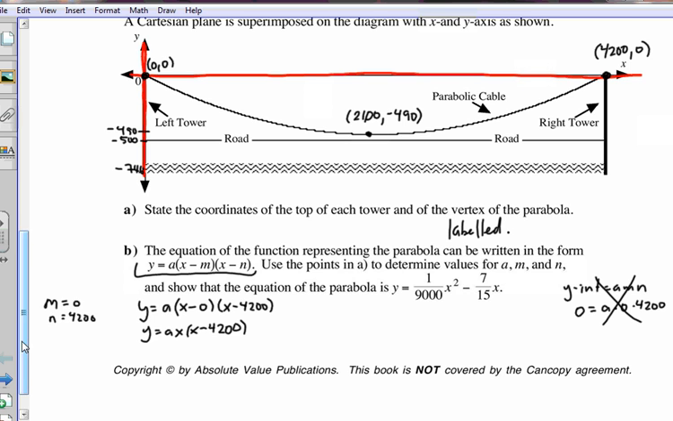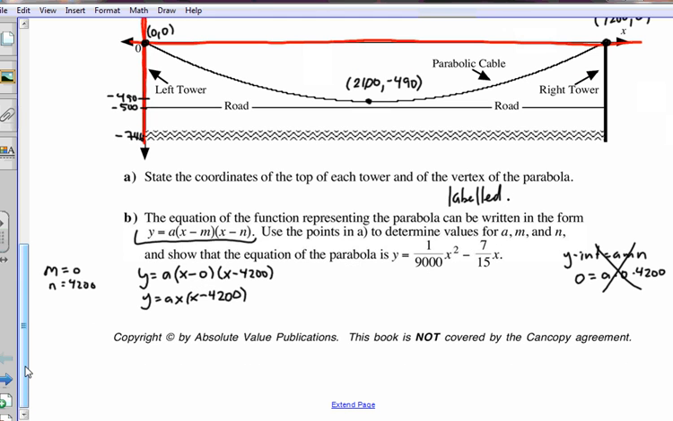Well, all we need to do is sub in a point, any point on our graph other than 0, 0, and other than our zeros. Well, we know our vertex, so we're going to sub in our vertex. What's our y value? Negative 4,900 should be equal to A times, what's our x? 2,100, times 2,100 minus 4,200. So we subbed in our vertex. The only reason why that method over here didn't work was because our y-intercept was the same as our x-intercept. So that doesn't work.